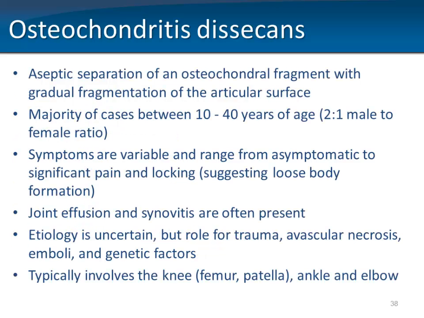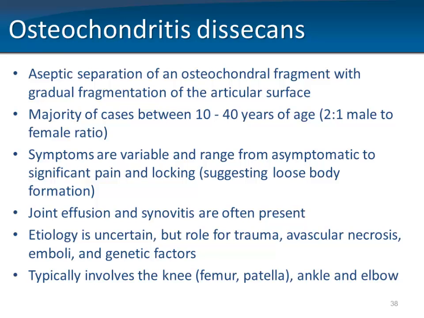So osteochondritis dissecans, what is it? Well, it's, as you know, an aseptic separation of an osteochondral fragment with gradual fragmentation of the articular surface. The majority of cases are between 10 and 40 years of age, so it's not strictly pediatric. There is a 2-to-1 male preponderance, and the symptoms are variable and can range from being nearly asymptomatic to significant pain and locking, and locking, of course, is suggestive of a loose body. Joint effusion and synovitis are typically present. Again, the etiology is uncertain, but we think there is a role for trauma, avascular necrosis, emboli, and genetic factors.